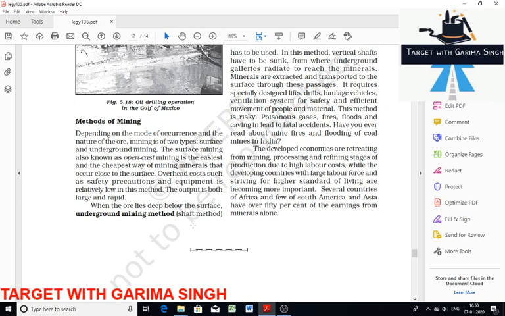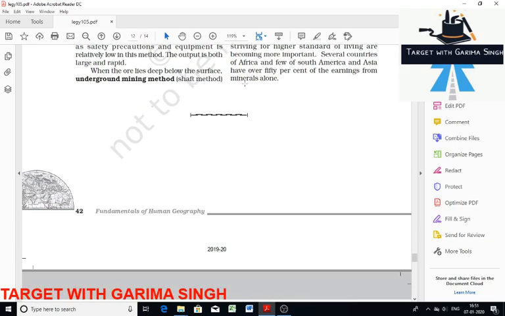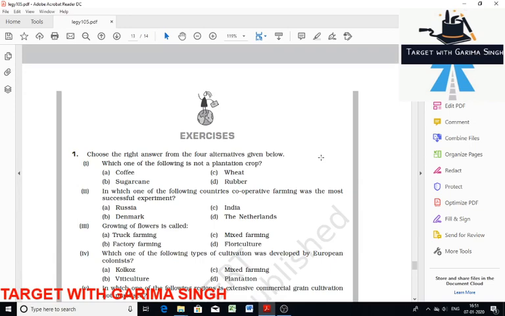It requires large investment. Developed countries are showing less interest, but developing countries are more interested due to large labor availability. So that is open shaft, and that is strip mining, and that is shaft mining. You have to drill it till the bottom. It requires huge investment. Then let's move on to the questions.